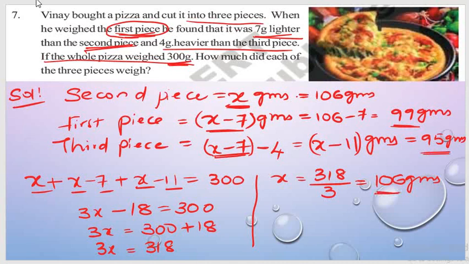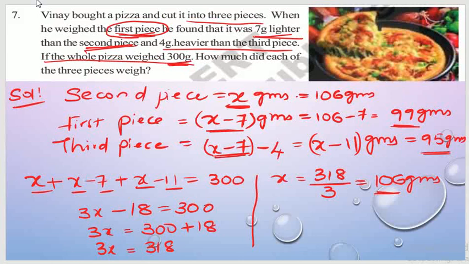So likewise, everything lies in the words. You need to understand the words, and you need to represent them in the form of expression, right? I think this is a little complicated problem. So once again, we shall see.